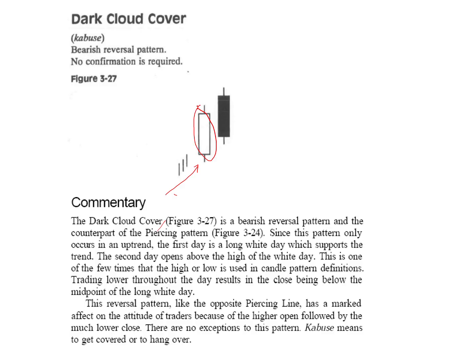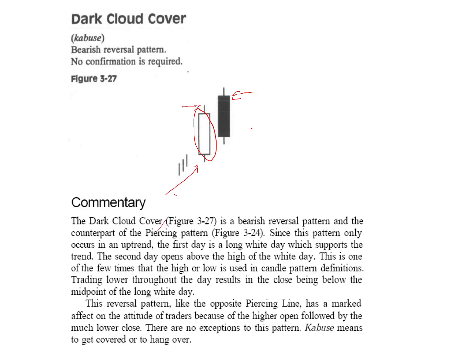The second day opens above the high of the white day. This was the high of the white day. The second day opens here, above the high of the white day. This is one of the few times that the high or low is used in a candle pattern definition. Most of the time we have seen that we look at the close of the body, not the high or low. But this is the first time, in the dark cloud cover, that the prices on the next day open above the high of the previous day.